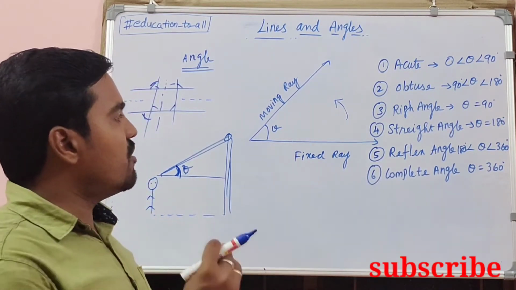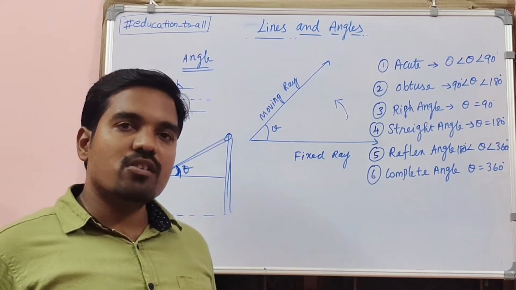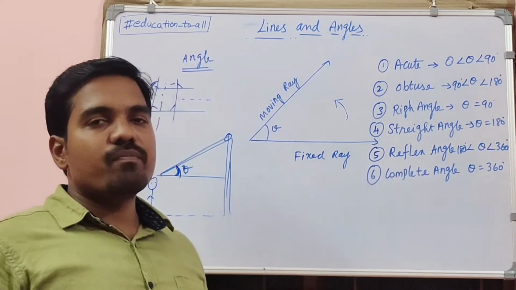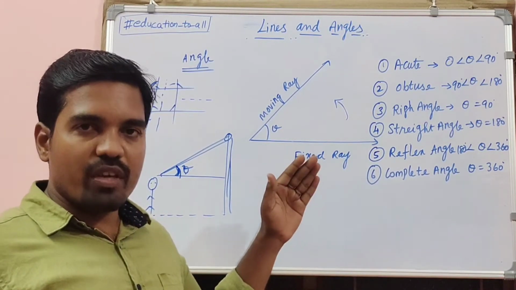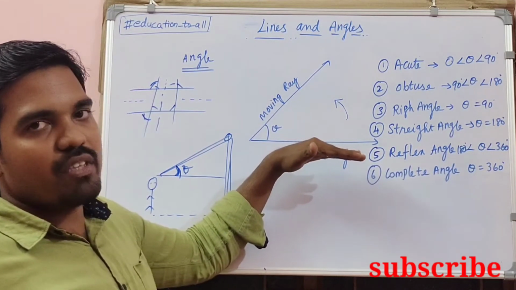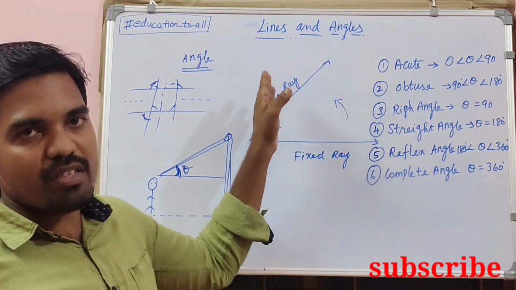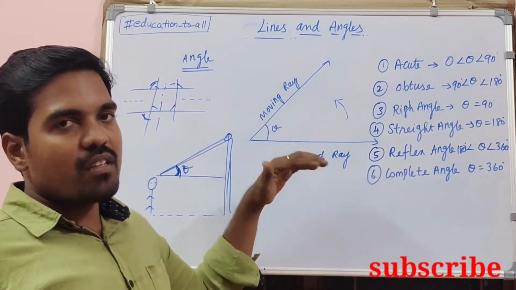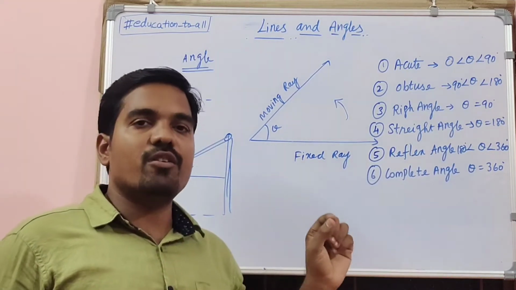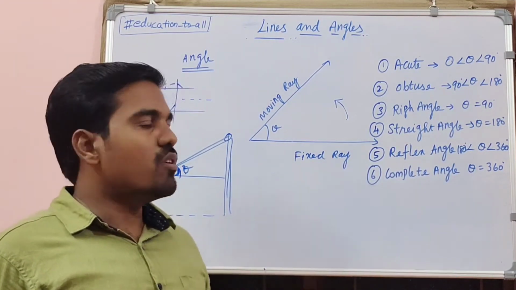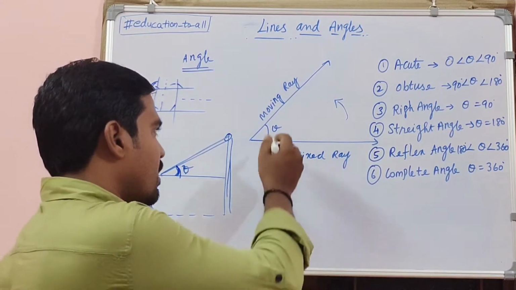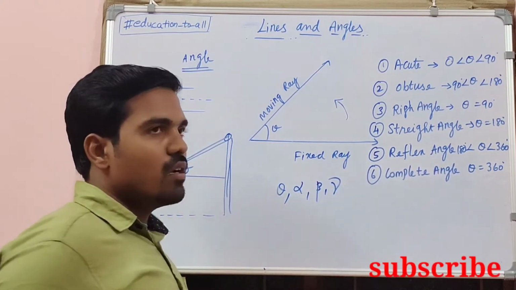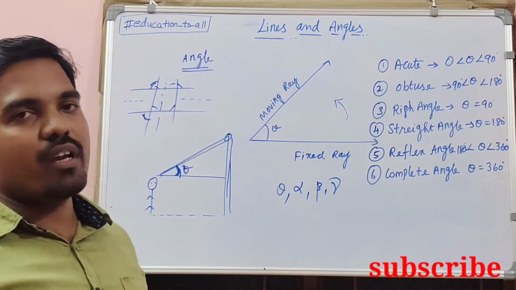Okay, so let us define the angle. What is the definition of angle? Angle is the amount of rotation of a moving ray with reference to a fixed ray, in the anti-clockwise direction. So this is the definition of angle. If it is in the clockwise direction, the angle is calculated as negative. An angle can be notated as theta. Here I have notated theta. We can notate alpha, beta, gamma and many other variables to denote angles.